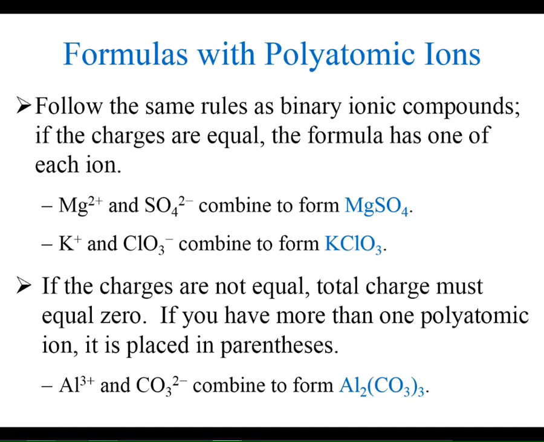But I can't just write 3 carbonates like this. I can't do Al2, oh, 3 carbonates, okay, I'll put a 3 here. Now it's 33 oxygens, right? So I have to put the whole polyatomic in parentheses. So it's 3 carbonates, 9 oxygens, 3 carbons. So that's the only little difference. If you have more than 1 polyatomic, put it in parentheses. If you only have 1 polyatomic, don't put it in parentheses.